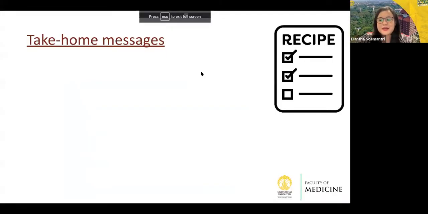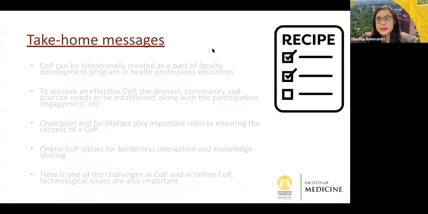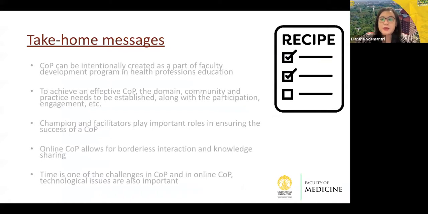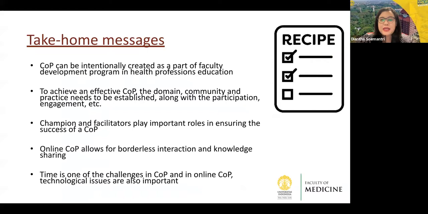So this is my last slide, a summary of what I've been sharing with you for almost 1 hour. The COP can be intentionally created as a part of a faculty development program. So when we are in the health professions education setting, we can intentionally create the COP as a part of a faculty development program. But if we are in the hospital setting, the healthcare setting, we can also create a COP for certain projects or certain goals related to the work or the practice of medicine in the hospital setting, for example. So it can be intentionally created.